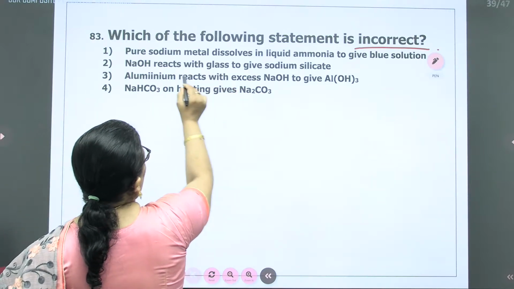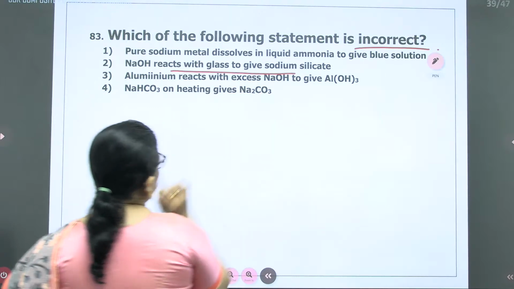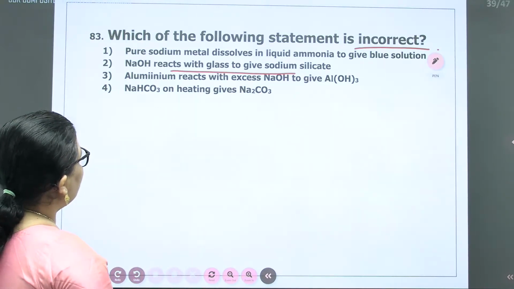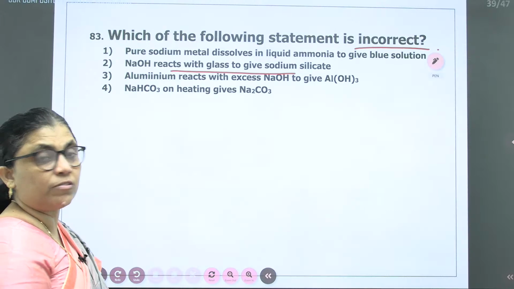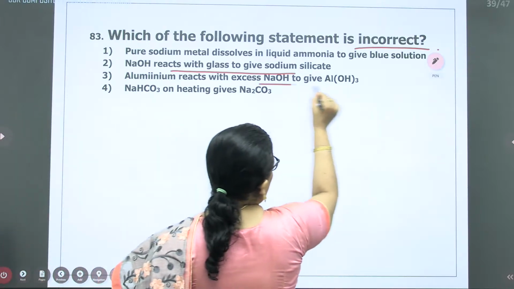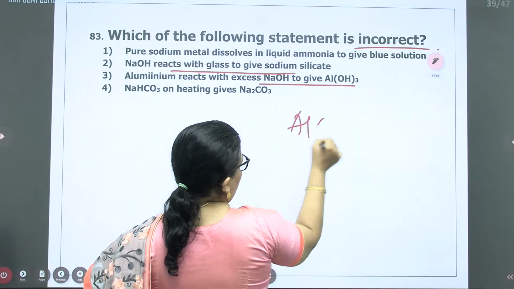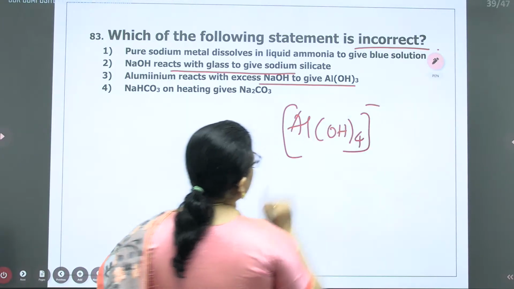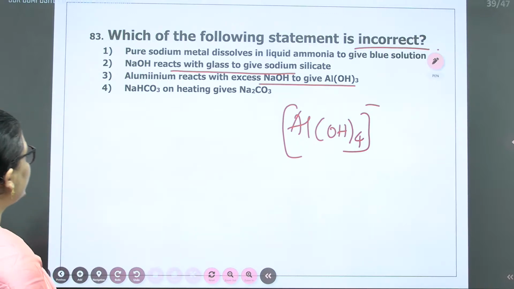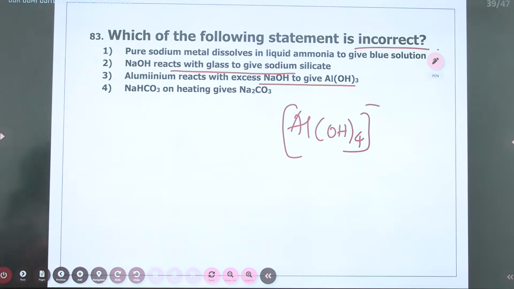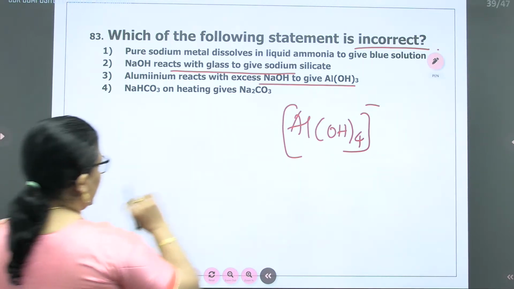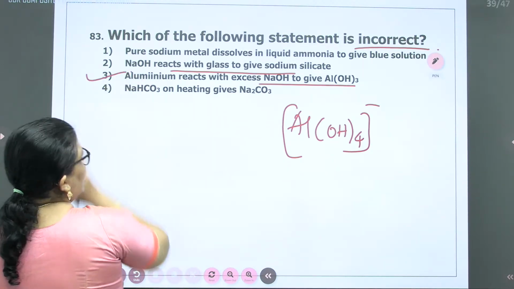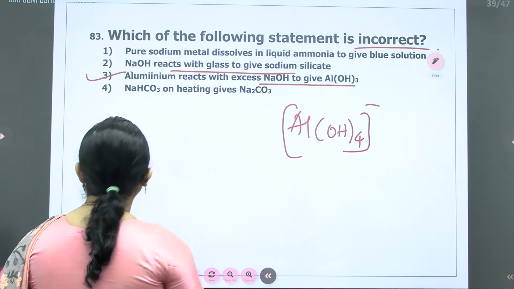NaOH reacts with glass to form sodium silicate, yes, this is also correct. Further, aluminium reacts with excess NaOH. No, when it reacts with excess NaOH, it will form [Al(OH)4]-. Whenever we are dealing with such a question, first try to write the complete answer. Therefore, the wrong option amongst all is the third one.